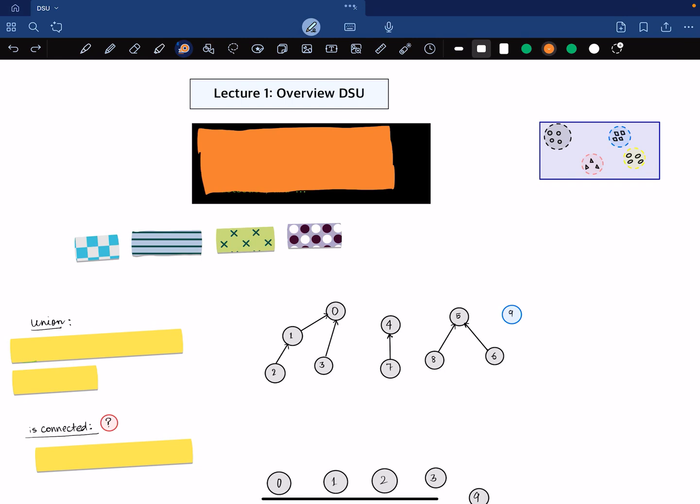Hey everyone. So today in this video and a series of videos that will follow, we will be emphasizing a lot on DSU. DSU means Disjoint Set Union, and it is one of the most fascinating data structures.